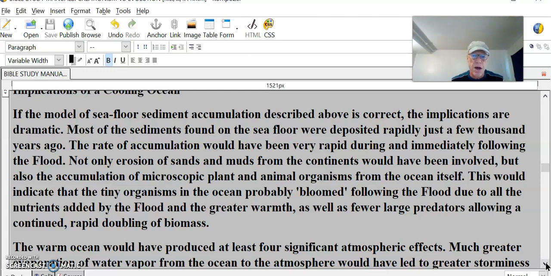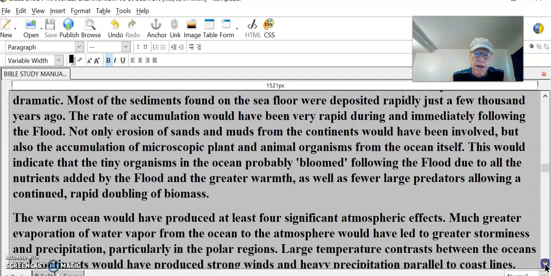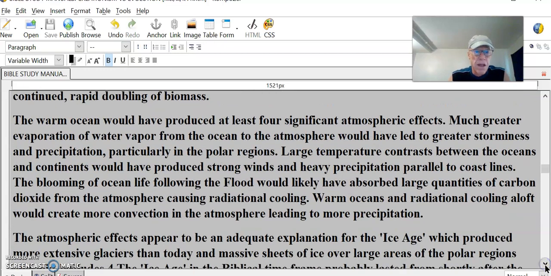Not only erosion of sands and muds from the continents would have been involved, but also the accumulation of microscopic plant and animal organisms from the ocean itself. Gets deposited, and then turmoil occurs. This would indicate that the tiny organisms in the ocean probably bloomed following the flood due to what? All the nutrients added by the flood and the greater warmth. These things got buried, but they're still alive, and they're given the nutrients and the warmer oceans, as well as fewer, larger predators, allowing a continued rapid doubling of biomass at a microscopic and smaller level right there in that particular instance. The warm ocean would have produced at least 4 significant atmospheric effects.